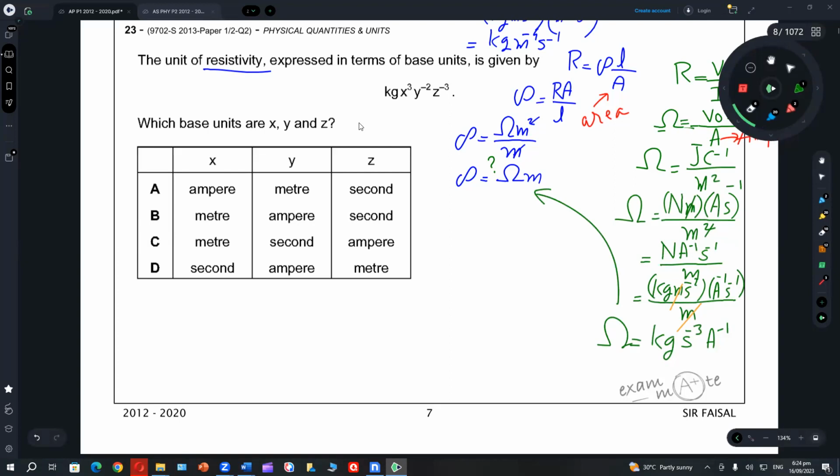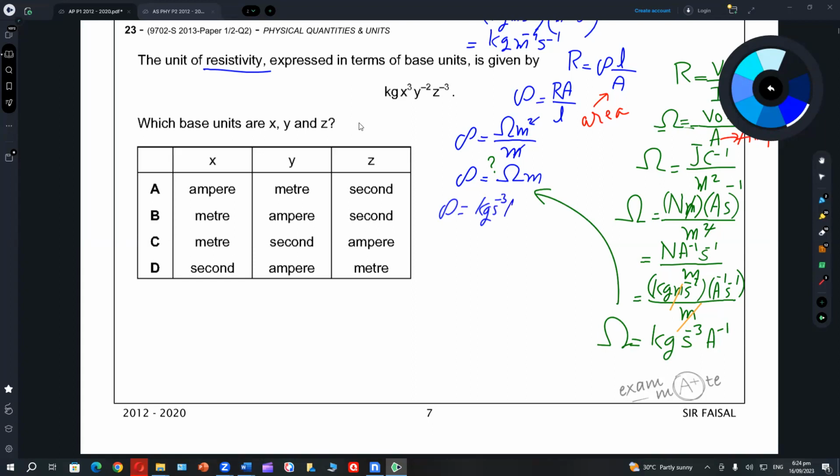I have found separately the value of omega. So I'm putting it here. My omega is kg s minus 3 into A minus 1 into meter. So when I simplify it, I can write it kg s minus 3 A minus 1 into meter.